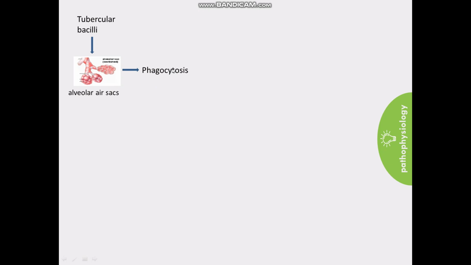The bacterium, that is the tubercular bacilli, is enveloped by the macrophage, and it is temporarily stored in membrane-bound vesicles that are called phagosomes. Okay. Membrane-bound vesicles are called phagosomes. Then, what happens to the phagosomes?